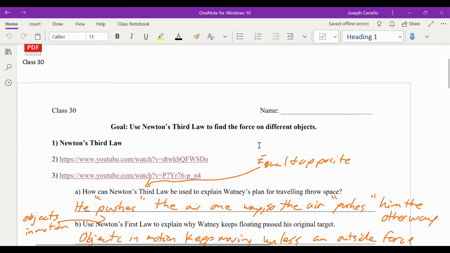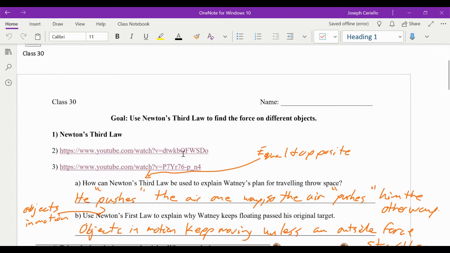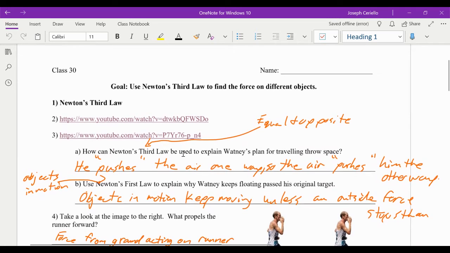So there were a couple of videos to watch from the movie The Martian. I would totally recommend, one, watching the movie, reading the book, but also make sure you watch those videos before you go on. So the first thing says, how can Newton's third law be used to explain Watney's plan for traveling through space?